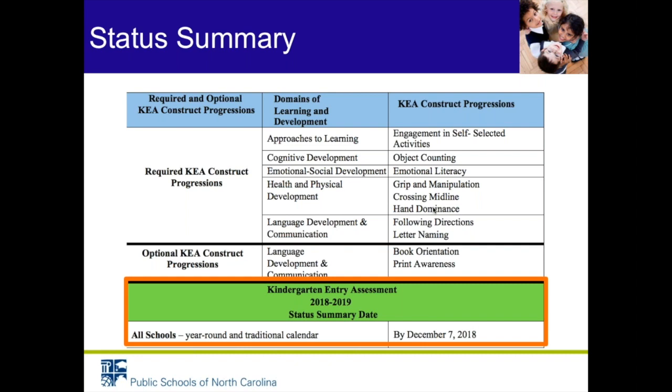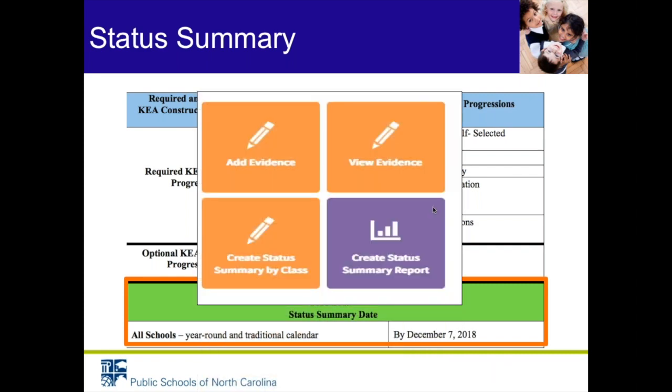But right now it's December 7th, which doesn't mean on December 6th you have to sit there and go through all your children. The 60th day is on or around that November 20th mark. And that's when you start doing your status summary. We need you to be finished by December 7th. And in the platform, you'll see an icon for it right there, create status summary by class.